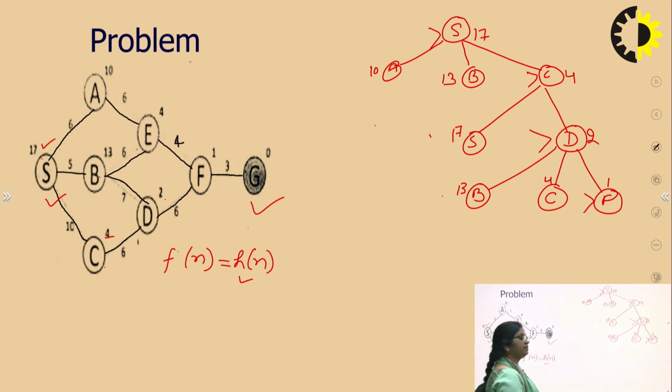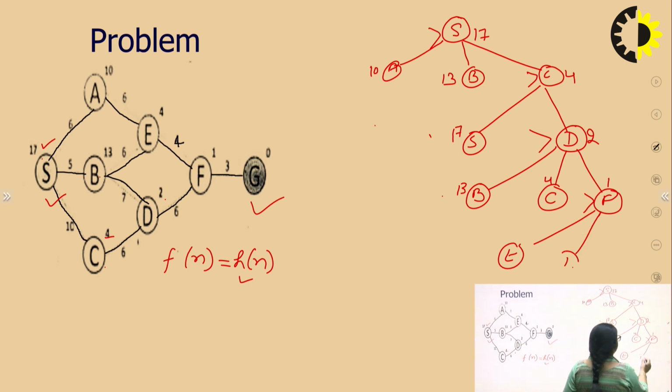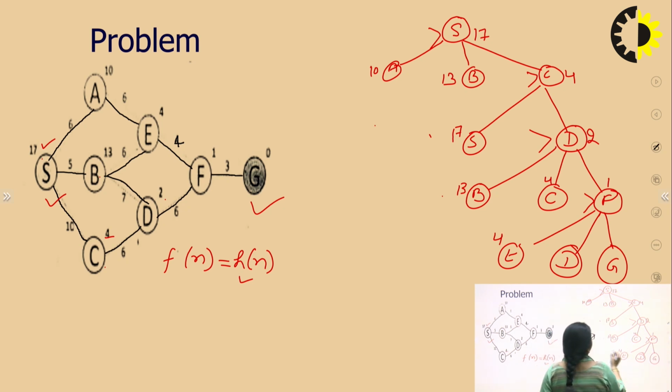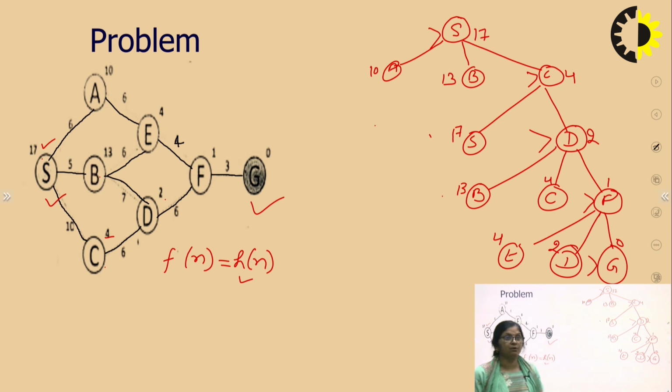Now we will check F is goal. No, F is not goal. So we will see the neighbors of this. Neighbors are E, D and G. E is having value 4, D is having value 2 and G is having value 0. So we will select minimum among all 10, 13, 17, 13 again, 4, 2, 0. The minimum is 0. So we will select G. Now we will check, is it goal? Yes, it is goal. So we got the goal node. We have reached the solution.